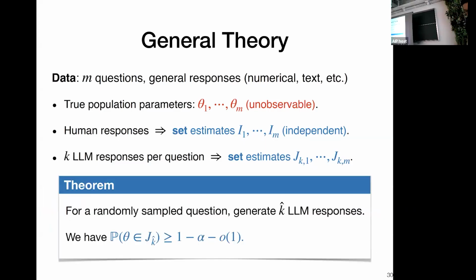So eventually, here's the theorem. If you use our selected sample size K, then for a future question, you can show the synthetic interval can cover the true parameter with almost 1 minus alpha probability. Yeah, that's the one I just discussed with Masashi. Here, there's a little error term that decays as your number of historical questions grows.